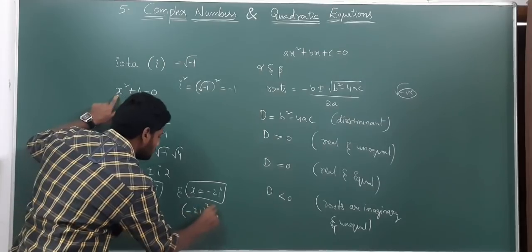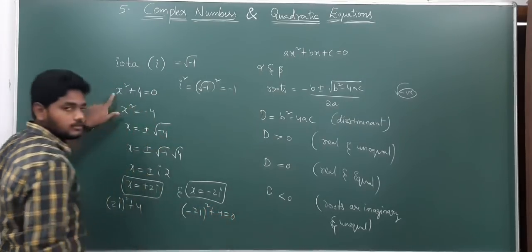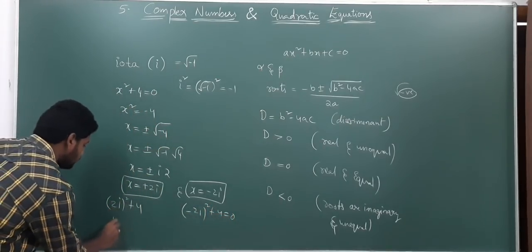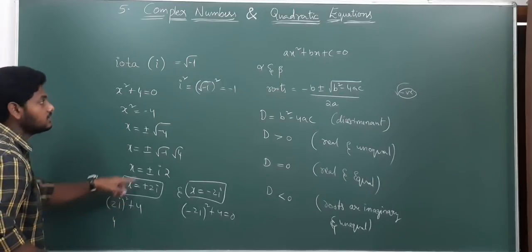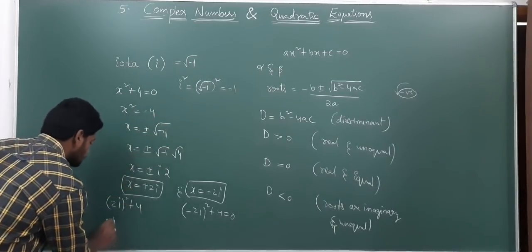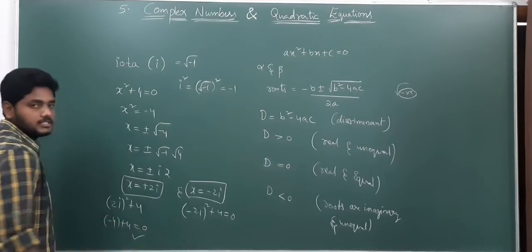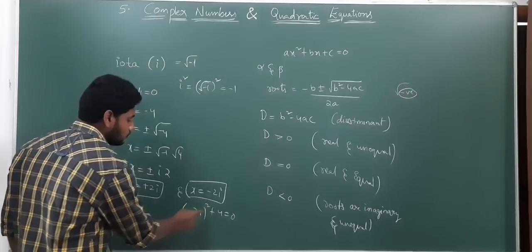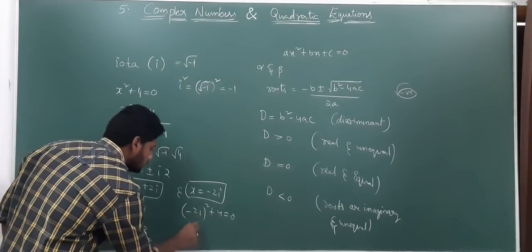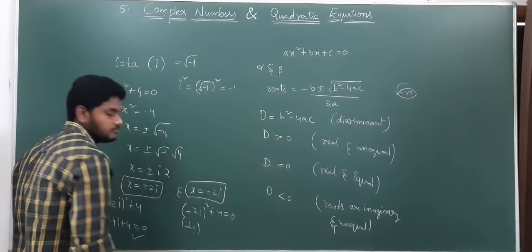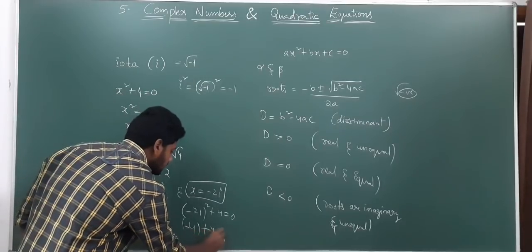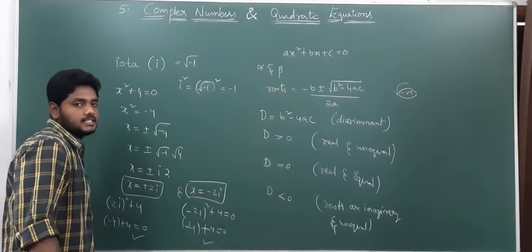Minus 2i whole square plus 4 equal to 0. So check here: 2 square, 4, into i square, right? What is the value of i square? Minus 1. So minus 1 into 4 is minus 4, plus 4 equal to 0. Satisfied. Next, minus whole square is plus, 2 square is 4. Again i square value is minus 1, so minus 4 plus 4 equal to 0. Again this is also satisfied.